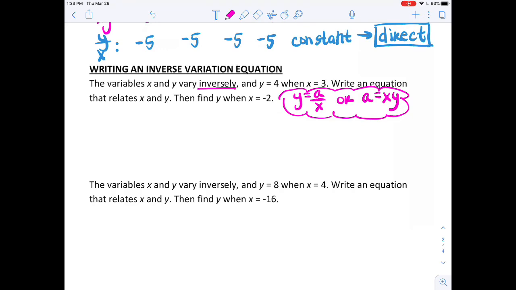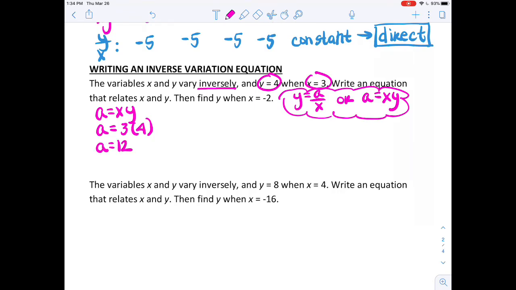All right, so we want to write an equation that relates x and y, and then find y when x is equal to negative 2. So we know y and we know x. What we don't know right now is our a, our constant value, but we know one particular point at 3, 4 as our ordered pair. So in order to find a, I'm going to use the version of the equation that's already solved for a. I'm going to say that a is equal to x times y, but I know an x and a y. I know that y is 4 when x is 3. So I can say that a is equal to 3 times 4, which gives me a value of 12.